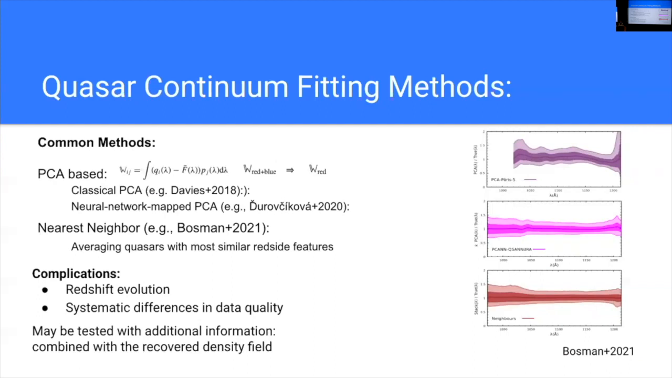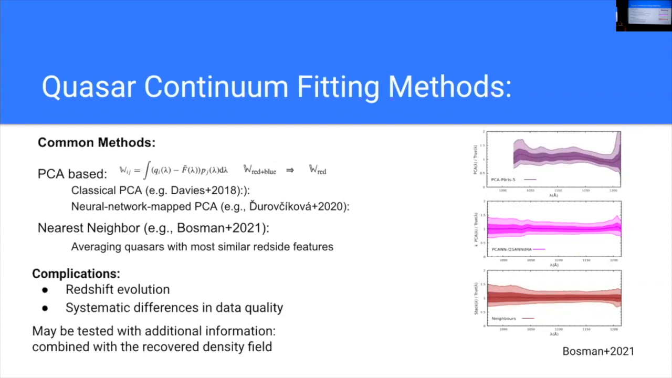And also, how do we measure the performance of this method at a higher redshift? And also, there are a lot of systematic differences in the data quality at higher redshift. I myself wasn't involved in this problem. Most of these results are from my collaborator, Sarah Bosman. I just want to show this challenge here and see if the experts here have any thoughts.